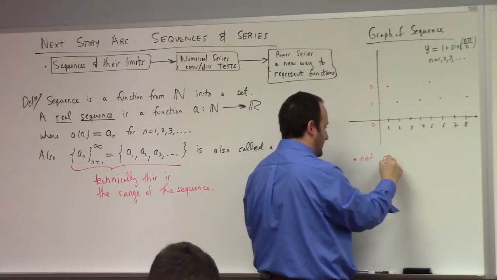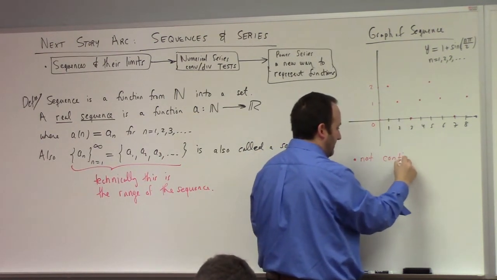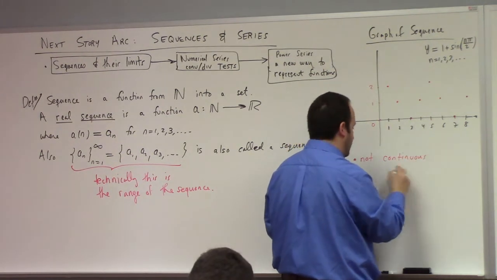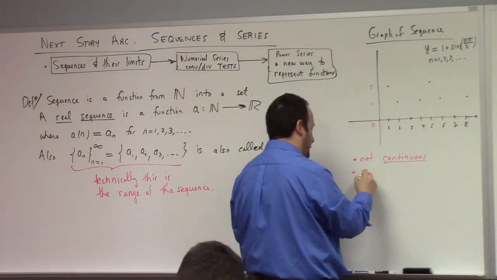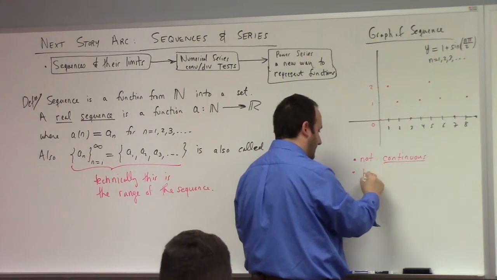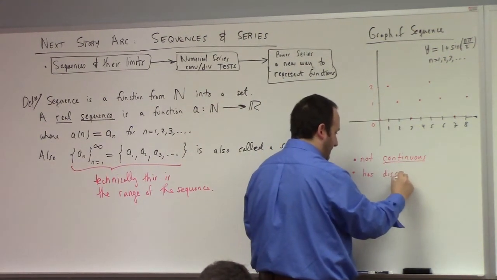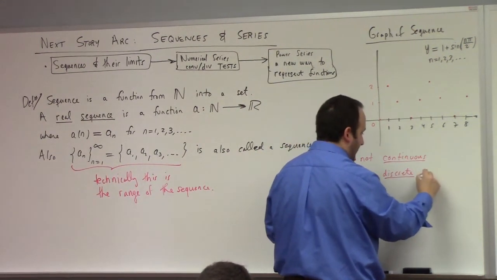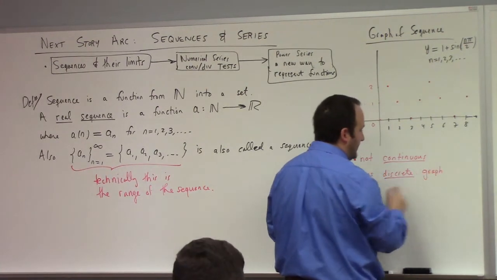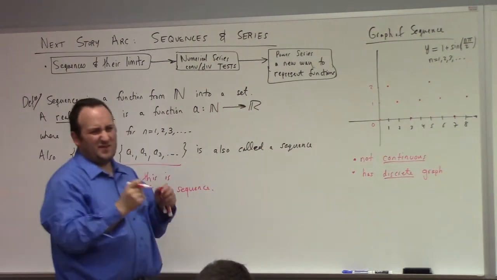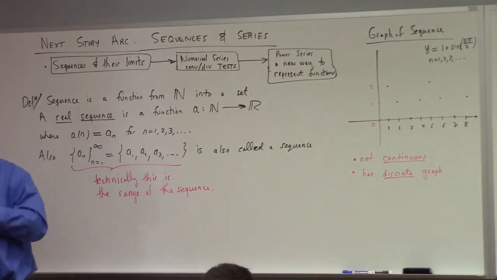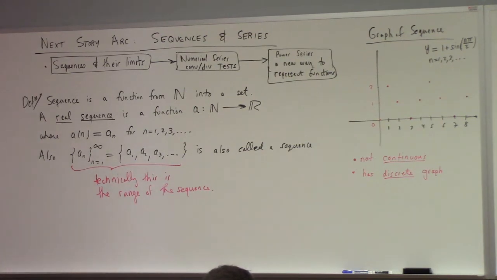It's not continuous. What word do we use for such a graph? Instead, we'd say it has a discrete graph. By that, qualitatively, we mean that the points in the graph are disconnected. You can isolate each point with a little open set if you wanted to. There's some kind of disconnection between the different points in the graph of a sequence.